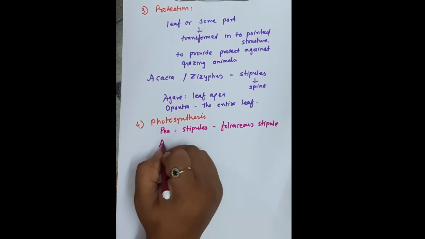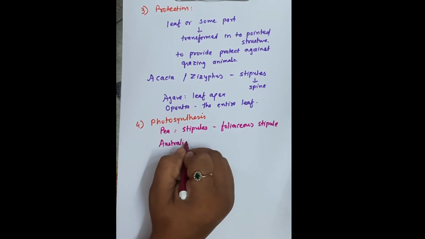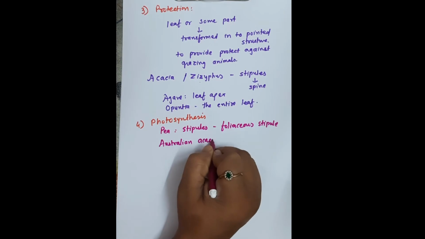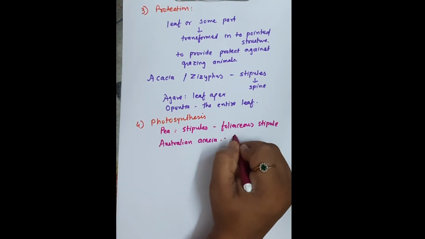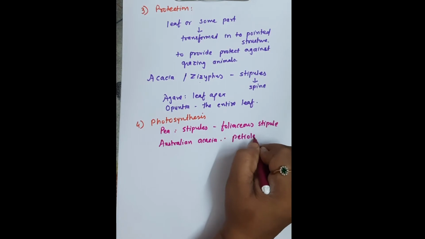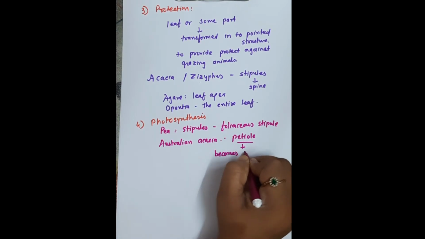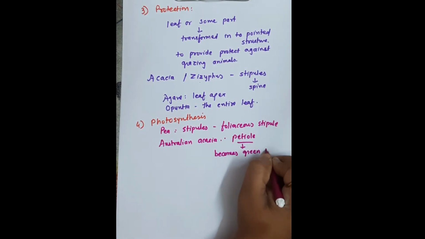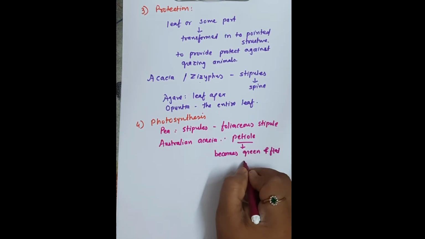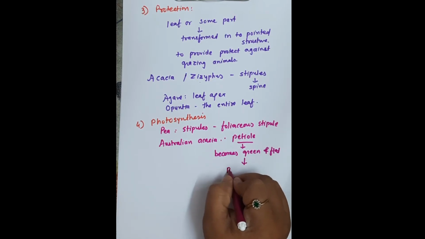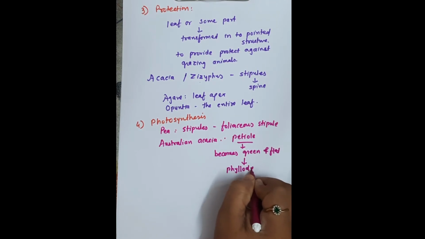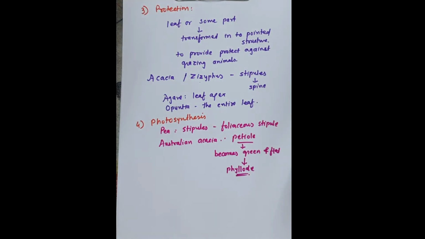While in Australian acacia, the petiole becomes green and flat, and it prepares food. That is known as the phylloid. This is most important, phylloid. So phylloid is observed in Australian acacia.